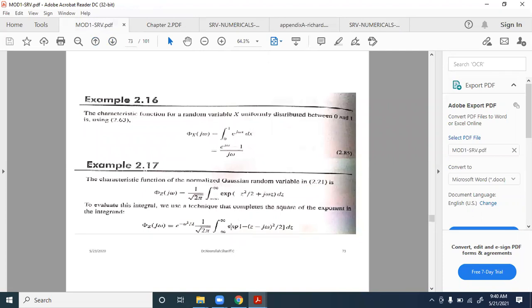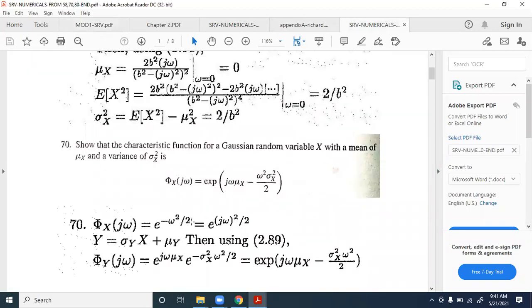You can see here the Gaussian random variable: phi z of j omega is equal to e to the power of minus omega squared by 2, with 1 by root 2 pi. This is what is more important, and the rest of the thing becomes 1. So e to the power of minus omega squared by 2 is what we have taken over here. Having taken that, we have here y is equal to sigma y x plus mu y, and this we need to substitute.